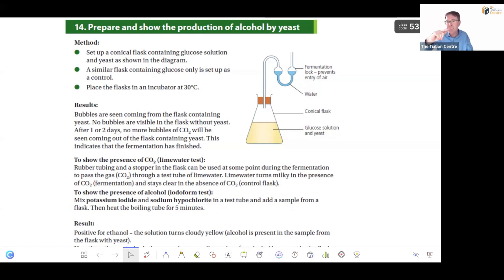But the other really important thing is it prevents, oh, it actually says right there, prevents entry of air. Okay, I take it back. The other thing that is really important is it prevents not just oxygen getting in, but also contaminating bacteria, right? So in other words, it allows the carbon dioxide to get out, it prevents oxygen getting in, and it prevents bacteria getting in. Bacteria can't swim or whatever, right?